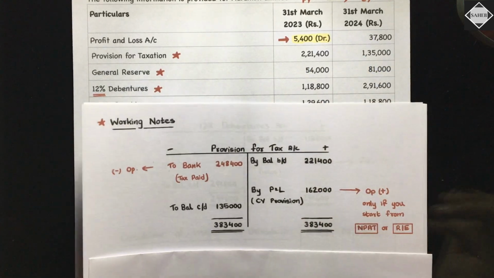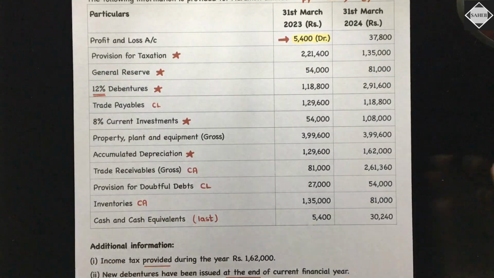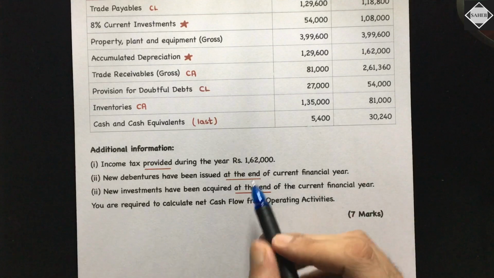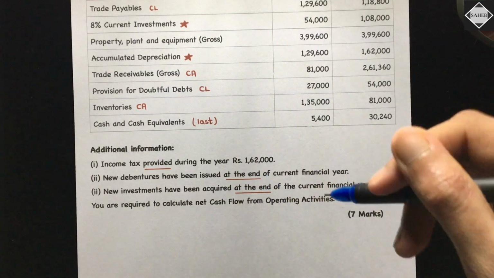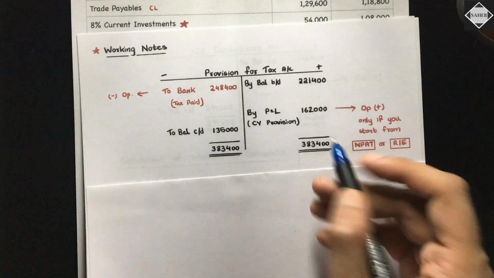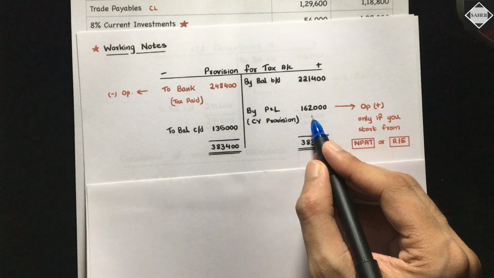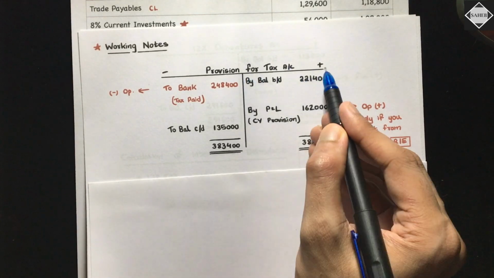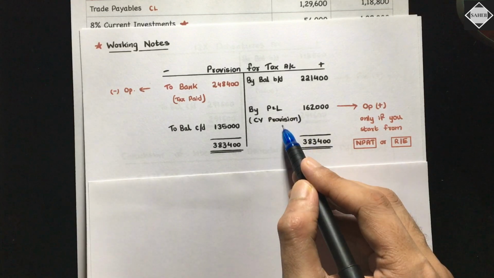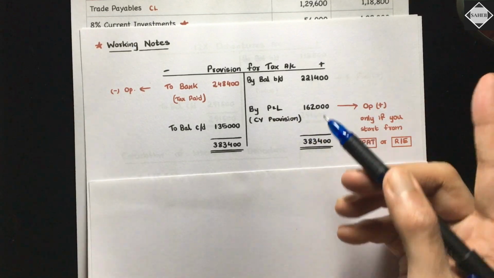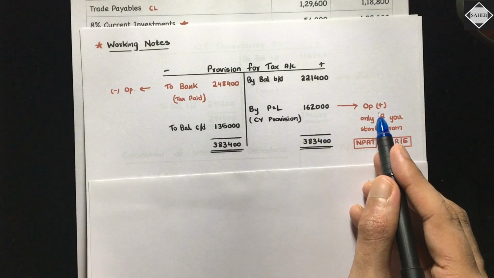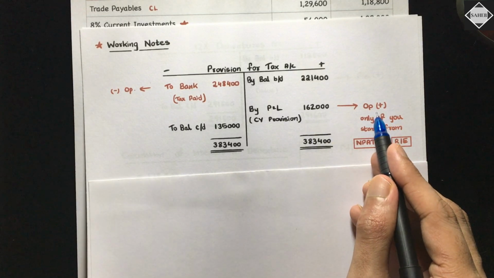And then we see what they have said. They have said 1,62,000 has been provided, the provision that has been created during the year. So it will come over here, 1,62,000, isn't it? Provision for tax increases because of the current year provision that we created out of profit and loss. What will happen to this? This is an appropriation. So what do we do? We add it in the operating activity under indirect method.